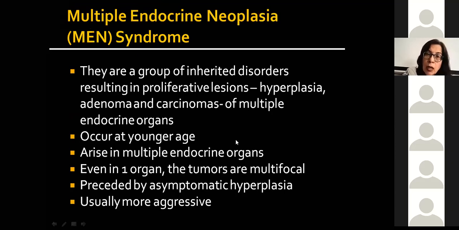Okay. Multiple endocrine neoplasia, MEN syndromes. These are a group of inherited disorders resulting in proliferative lesions. Hyperplasia, adenoma and carcinomas of multiple endocrine organs. So many endocrine organs have proliferative lesions, and many endocrine organs are hypersecreting and they produce this syndrome. It occurs at a younger age, arises in multiple endocrine organs. Even in one organ, the tumors are multifocal. Preceded by asymptomatic hyperplasia, usually more aggressive.